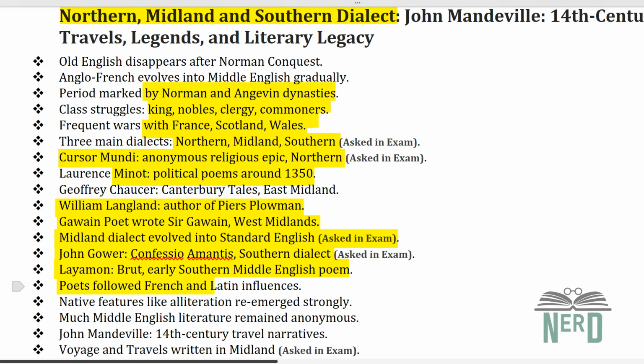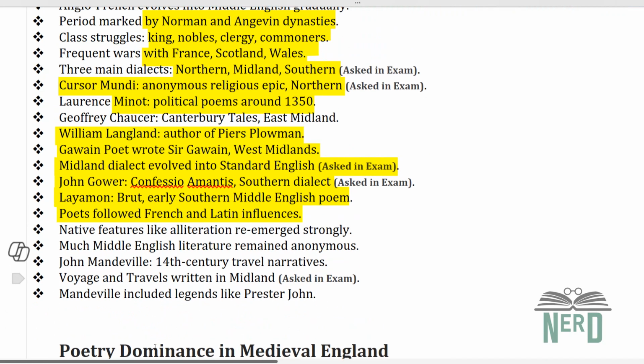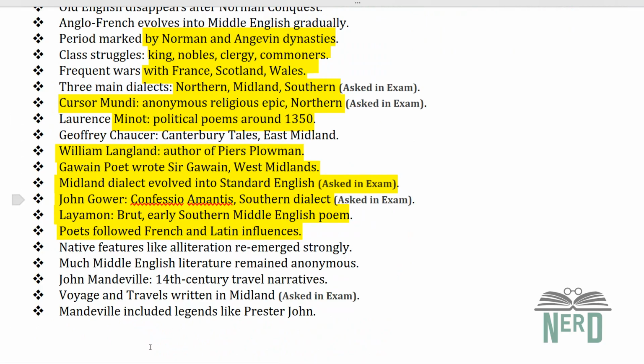It's worth noting that Middle English poets drew heavily on French and Latin models, yet native traditions like alliteration resurfaced, particularly in works like Piers Plowman and Sir Gawain. Much literature remained anonymous, showing the communal and transitional character of the age.